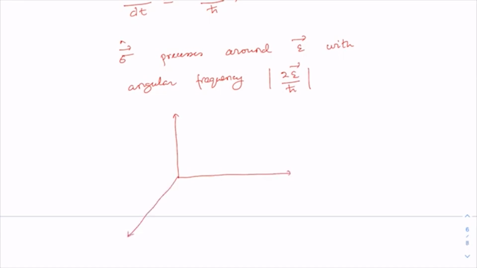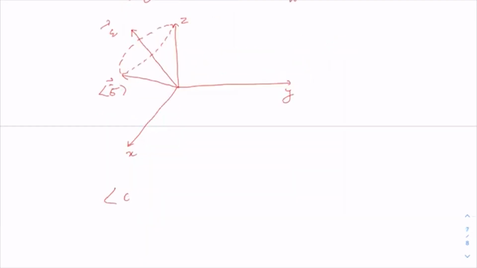I can show you. Let us say our epsilon vector is directed along this direction and this Pauli vector is directed along this direction, and we have to take the expectation value of this Pauli vector, and then it precesses around this epsilon vector in this way. So this is the x-axis, this is the y-axis. The expectation value of the Pauli vector is also known as the Bloch vector because it completely characterizes a two-level system.